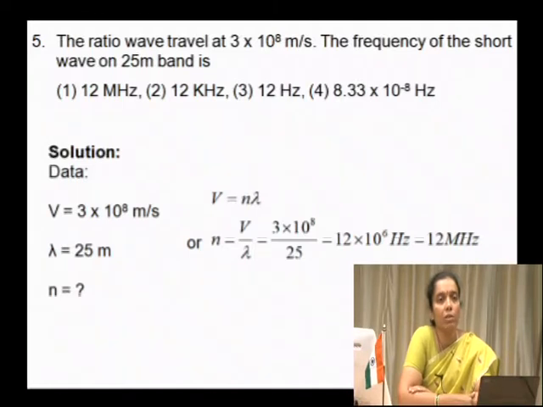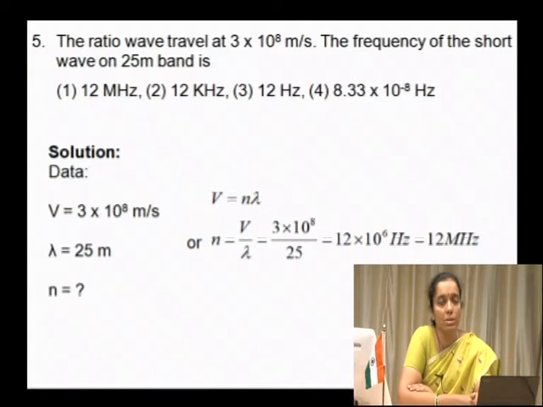So, the frequency of the short wave on 25 meter band is dash. You are asked to calculate the frequency of a short wave on a 25 meter band. The wavelength of the signal is given as 25 meter, the velocity is 3 into 10 to the power of 8 meters per second. Again we are asked to calculate the frequency. V is equal to n lambda is the formula, so n is equal to V by lambda. V is 3 into 10 to the power of 8 and the wavelength is given as 25 meter.